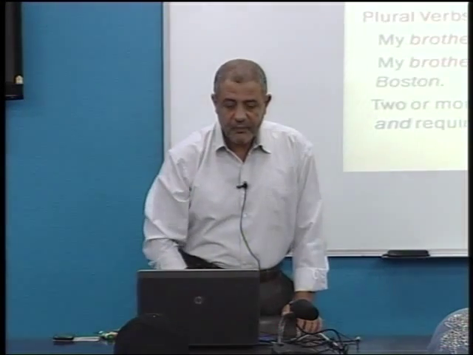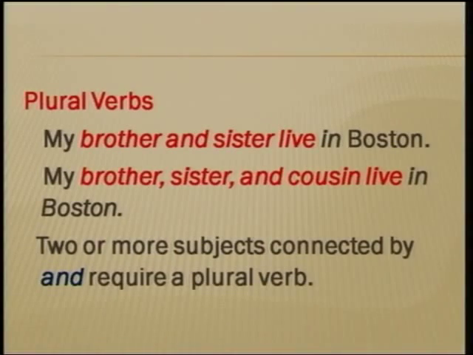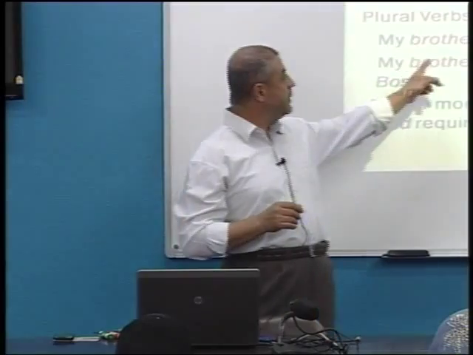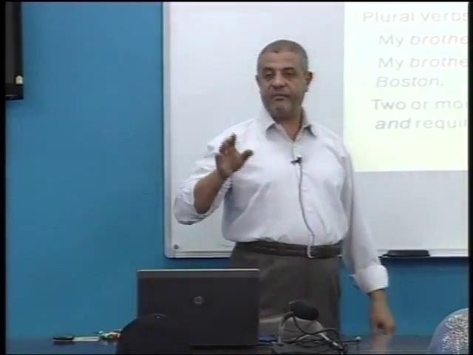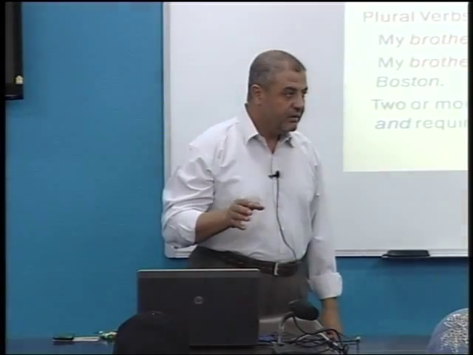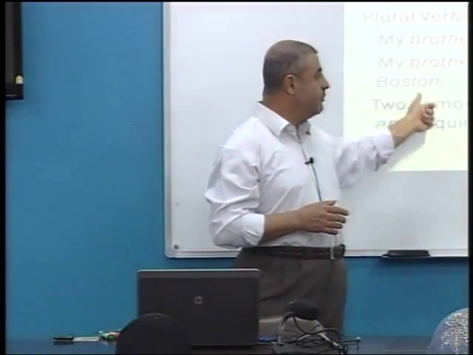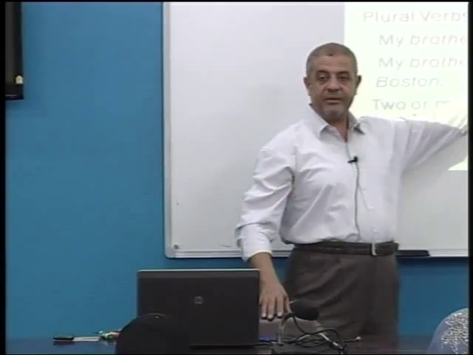Now look. My brother and sister. How many persons? Two. Singular or plural? Now, my brother and sister live, eat, play in Boston. My brother and sister, this is a group of people. It is also plural. So now we use and to connect two or three singular nouns.